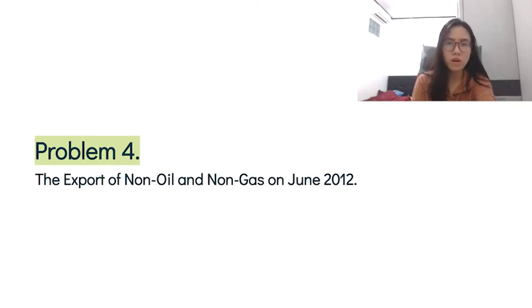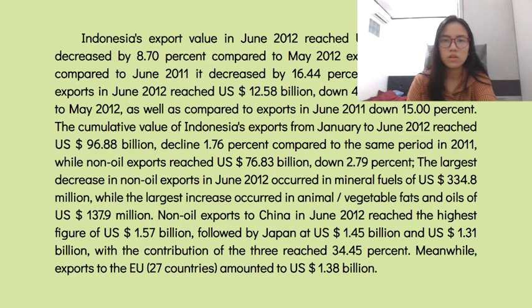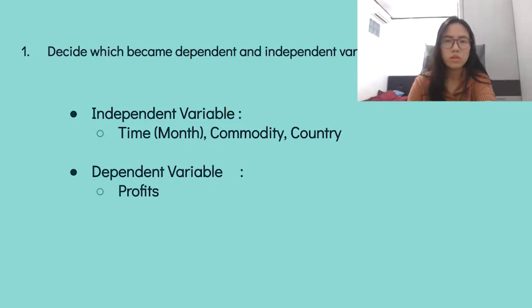To the next problem, the fourth problem is about the export of non-oil and non-gas in June 2012. These are the problems that were given. From this problem, we can get two variables: the independent variable, being the time, the commodity, and the country, and then the second variable is the dependent variable, which is the profits.